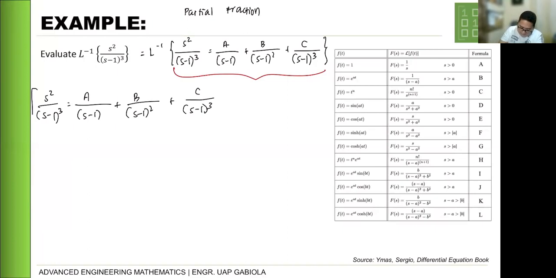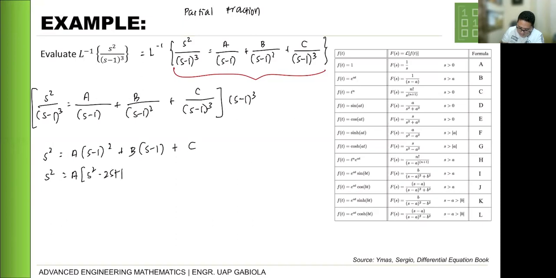Okay, so ito, tatry kong multiply both side by s minus 1 cube. So matitira dito sa left hand side will be s squared. Dito is a times s minus 1 squared plus b times s minus 1 plus c. Okay, simplify, we have s squared is equals to a times s squared minus 2s plus 1.